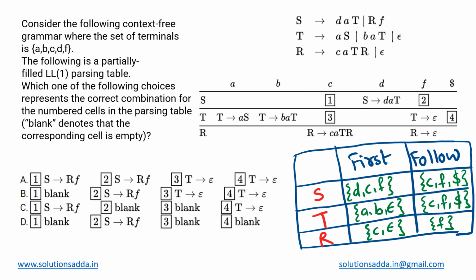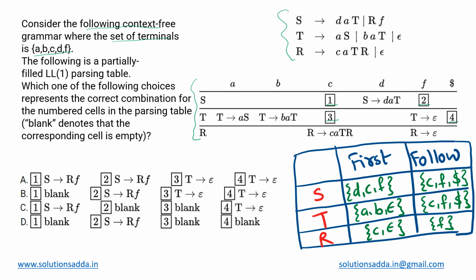This is a compiler design question based upon the LL1 parser. We have been given the following context-free grammar having these rules, and the set of terminals here is A, B, C, D, and F. We have also been given this LL1 parsing table, which is incompletely filled. There are these 1, 2, 3, and 4, which we have to fill, these 4 productions, and other than that, the entries are made in it.